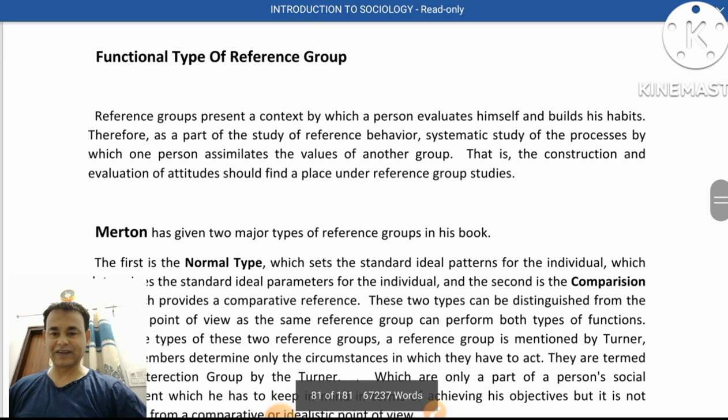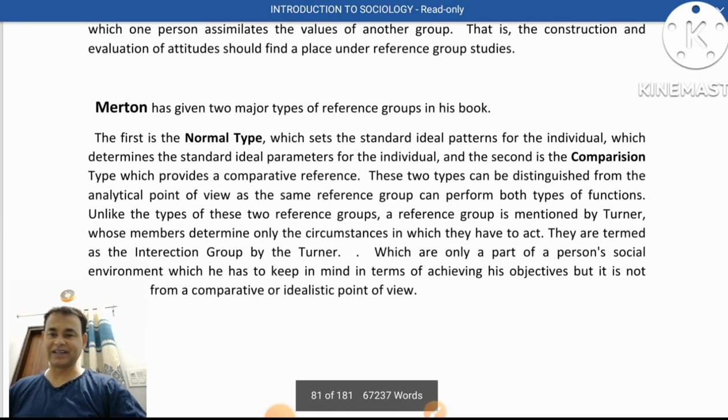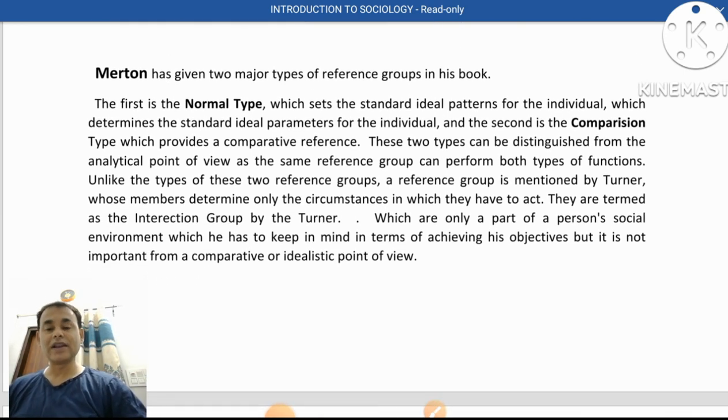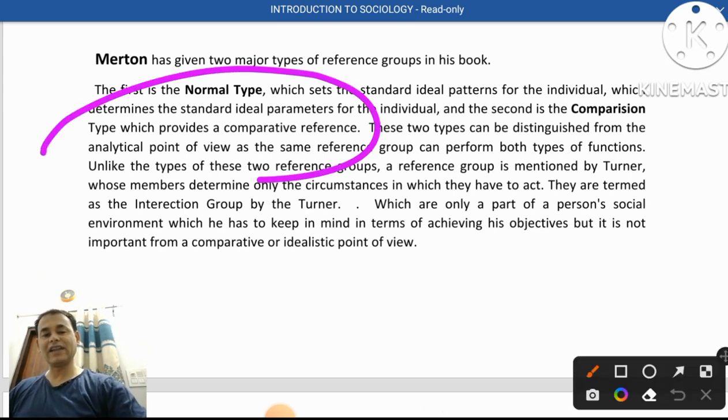Functional types of reference group. Merton has said a reference group presents a context by which a person evaluates himself and builds his attitude. Therefore, as a part of their study, reference behavior, the systematic study of the processes by which one person assimilates the values of another group, that is the construction and evaluation of attitude, should find a place under reference group studies. Merton has given two major types of reference group: normative type and comparison type. The first is the normative type, which sets the standard ideal pattern for the individual. And second is the comparison type, which provides comparative references.